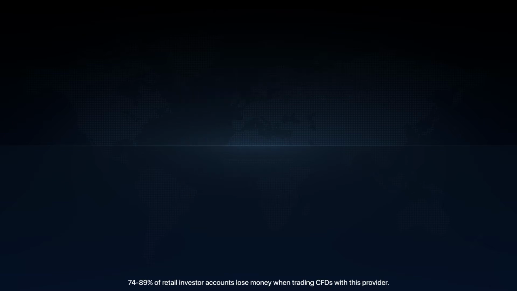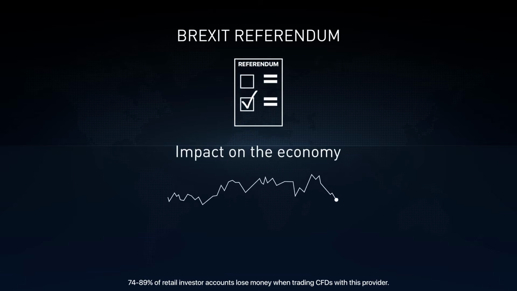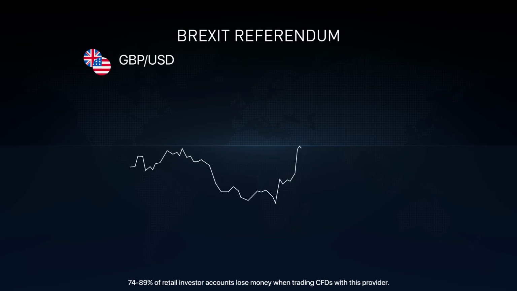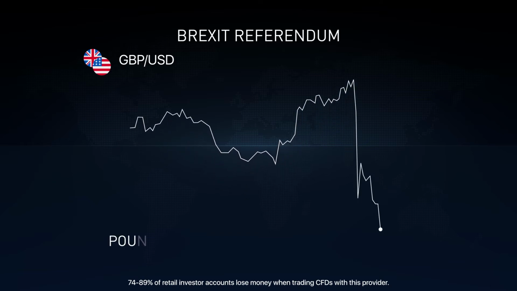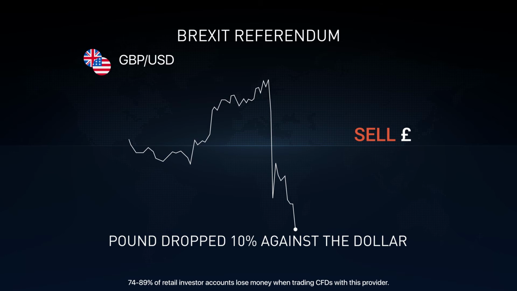Let's study an example. On the 23rd of June 2016, the Brexit referendum took place in the UK. As a result, the British vote impacted both Britain's economy and the British pound. The UK's currency dropped 10% against the dollar and reached its 31-year low overnight after the vote. Traders were selling the pound while investing in stronger currencies.